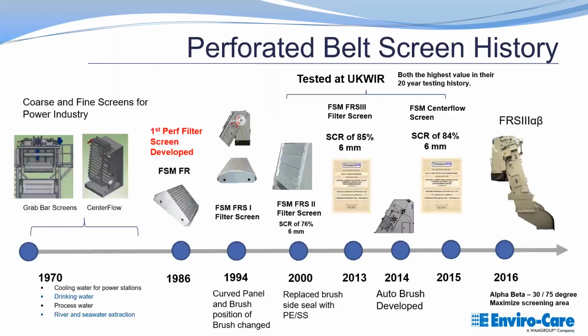Moving on to the perforated belt screen details. These screens have been around for a while. They've been slowly taking over the market for headworks protection because the focus has become more and more on fine screening, trying to get the rags and wipes out. It was developed way back in '86 and has been continually improved on ever since. In 2013, it achieved the highest capture rate for a 6mm screen ever tested at the UK Weir facility, at 85%. It's continued to be improved on ever since with auto brush developments, as well as that multi-angle style screen.